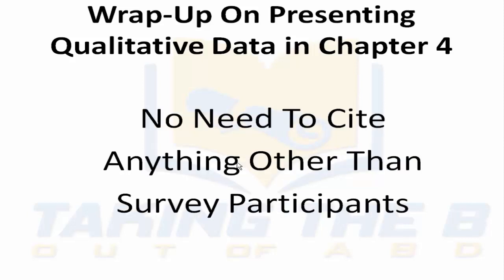There's no need to cite anything other than survey participants. I really don't see a need for you to cite anybody's work in your Chapter 4. And many university reviewers are indicating there's no reason to cite anybody, because after all, there's nothing to do with your literature review here. There's nothing to do with supporting anything that deals with research. You've done that in Chapter 3. Here, you're just providing the evidence for the theme generation, and that all comes from the survey participants.